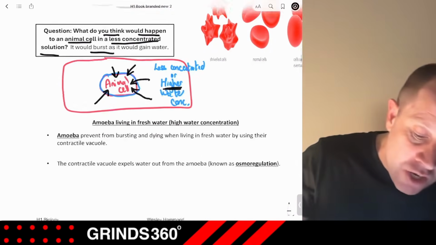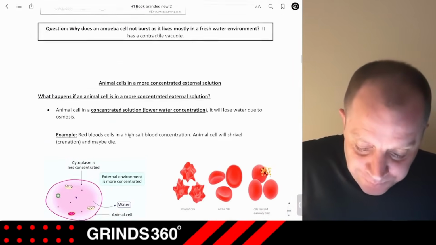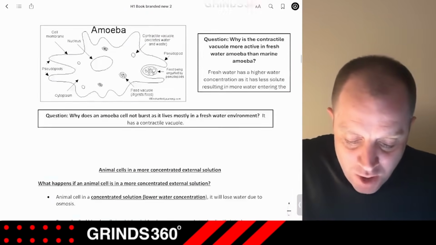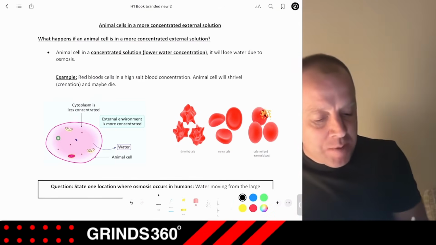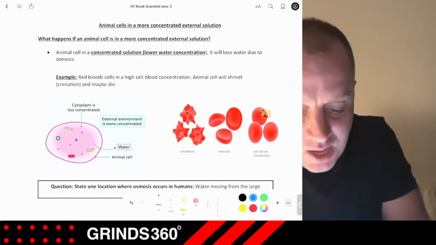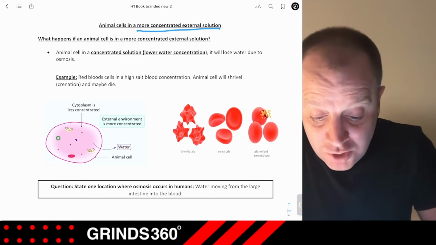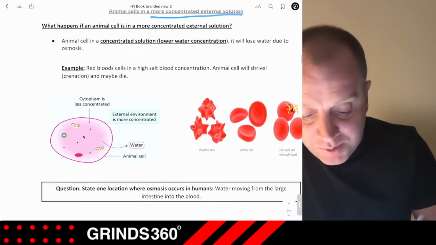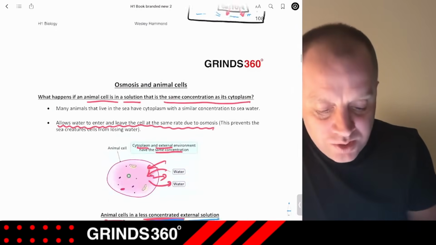Okay, now let's look at the opposite scenario. Let's go to the one on the next page, page 110. Okay, I'm going to skip the amoeba for now because we study the amoeba in another chapter. But if I have time, I'll reference it as well. But let's have a look here. If an animal cell is in a more concentrated solution, that's the exact opposite. So look at this here now. If the animal cell is in a more concentrated solution, so let me go back and show you this here.